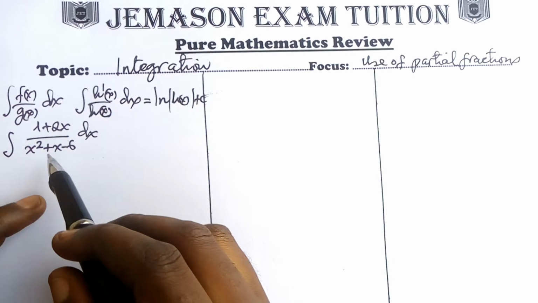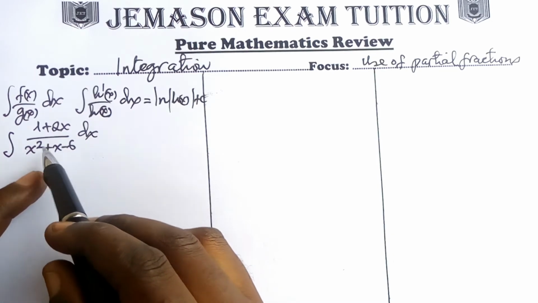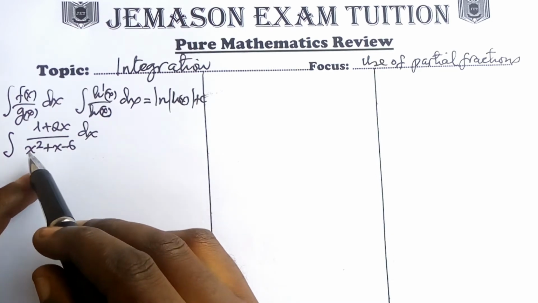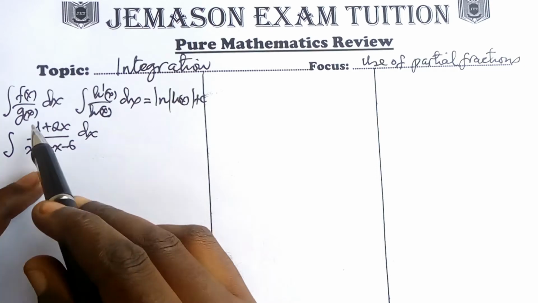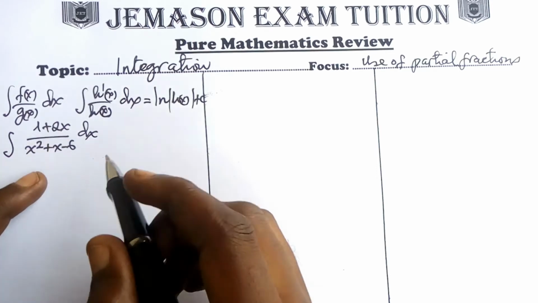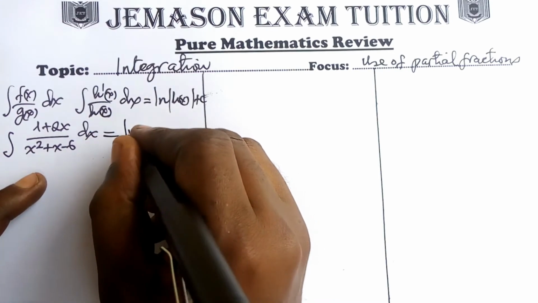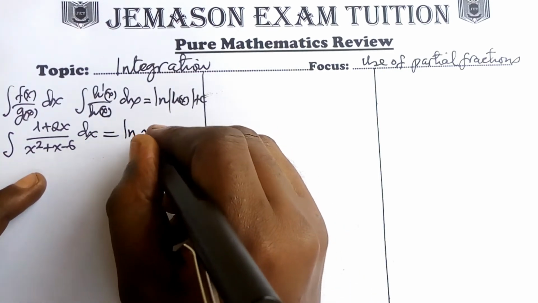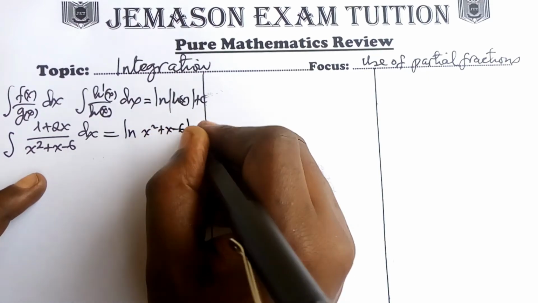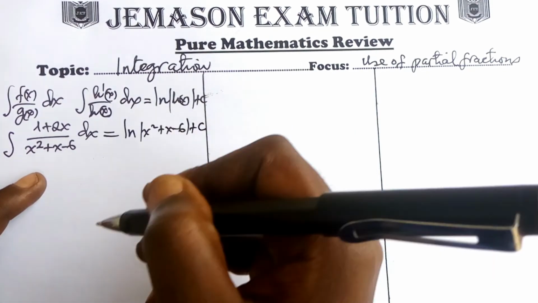In this case, if we differentiate the denominator, we have 2x plus 1, and that 2x plus 1 is found at the numerator. So this integral would simply be ln of the denominator, which is x squared plus x minus 6, plus the constant of integration.